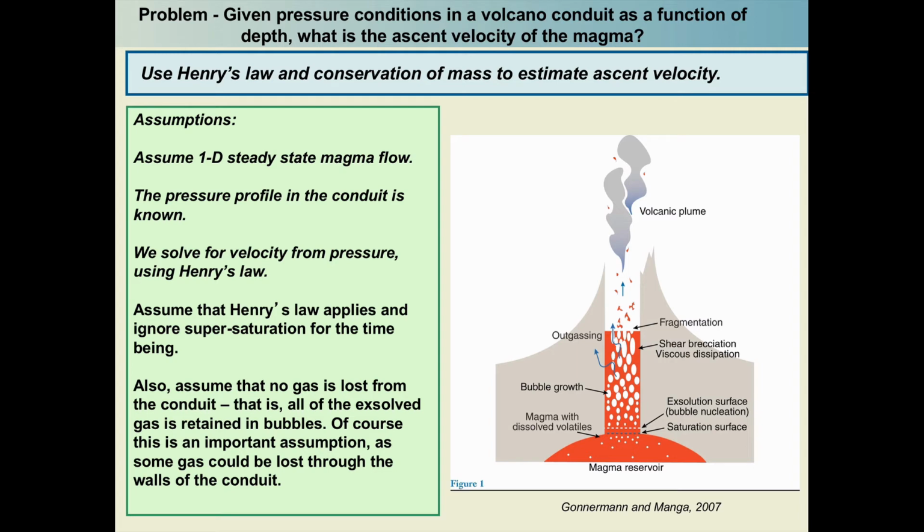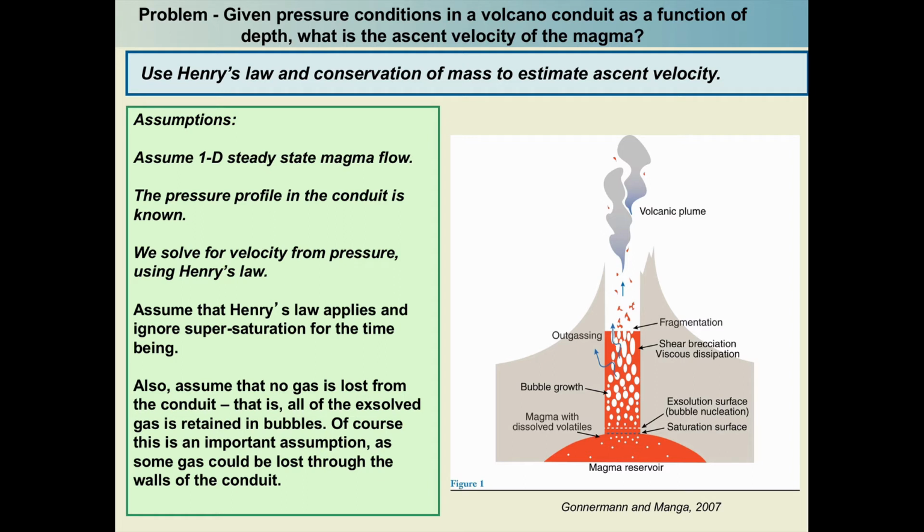Okay, so your problem. Given pressure conditions in a volcano conduit as a function of depth, what is the ascent velocity of that magma? You're going to calculate that as well as answer some questions related to exit velocity and fragmentation depth. So first you're going to use Henry's law and conservation of mass to estimate ascent velocity. So you learned about Henry's law during the solubility Module 2, and we're going to use it here again to do something really interesting. We're going to use it to calculate how fast that magma is flowing up the conduit.